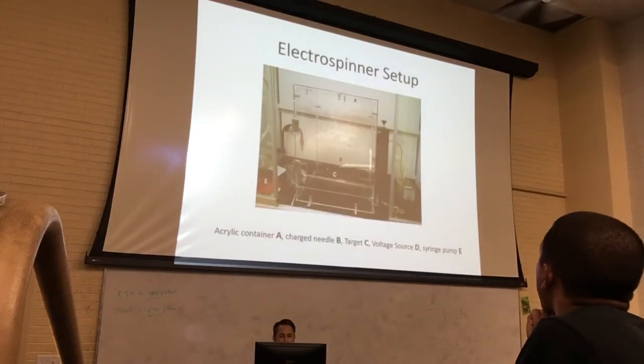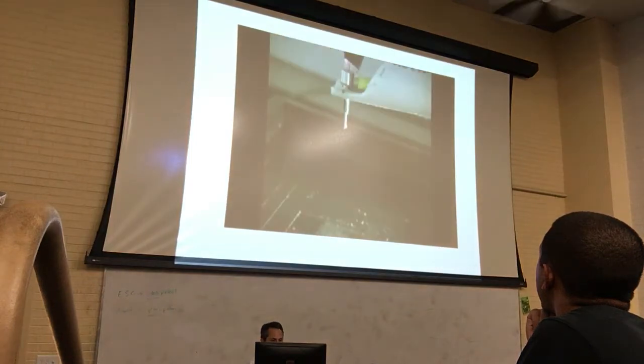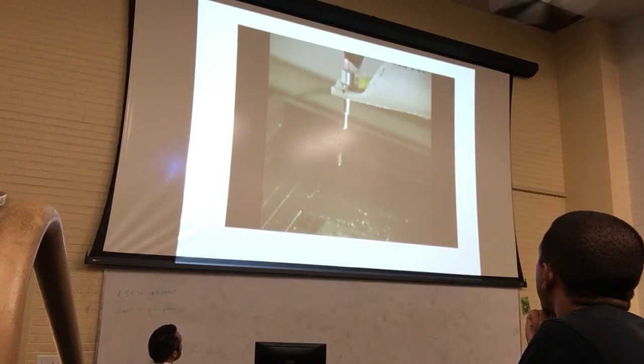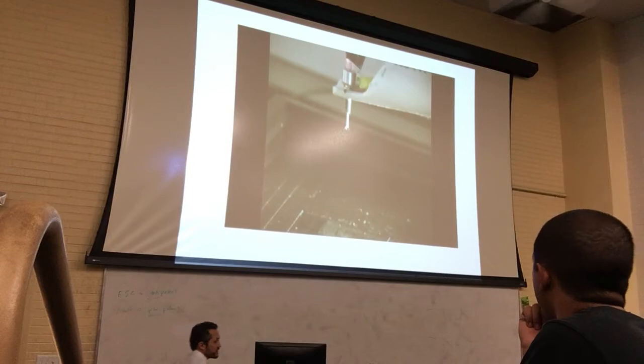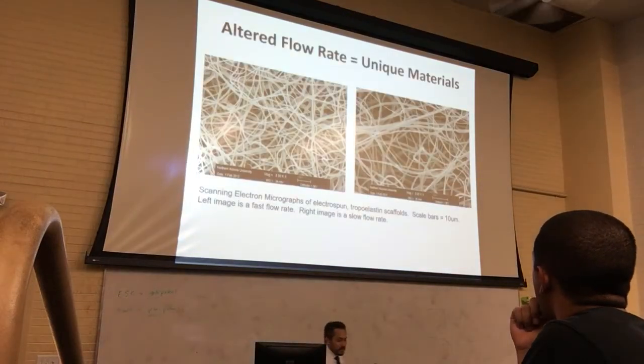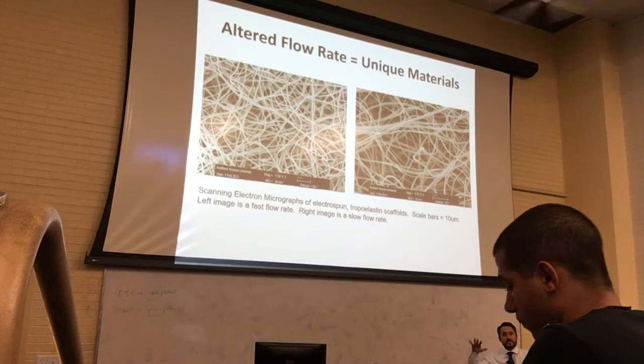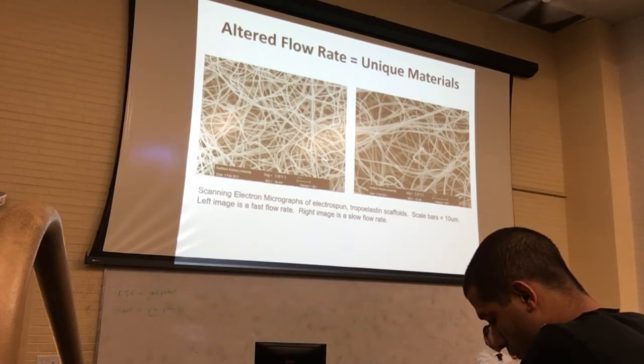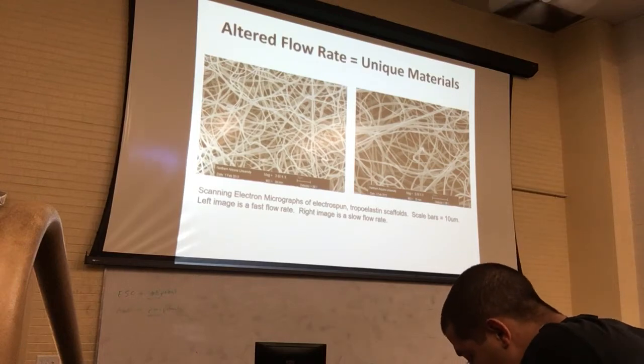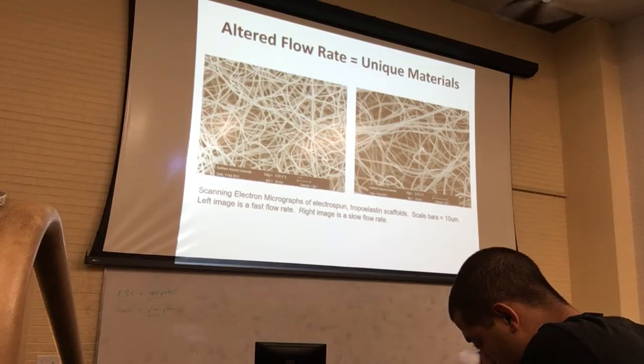This is what the setup looks like. Let's see if this video works. Oh yeah, there it goes. So you can kind of see and appreciate in this video that this looks a lot like spinning spider webs. So you can kind of appreciate the stream of protein fibers that are coming out. This is what it looks like. Okay, so we can set this electrospinner for all intents and purposes to different settings to make different types of extracellular matrices. Okay? Why do we do that?